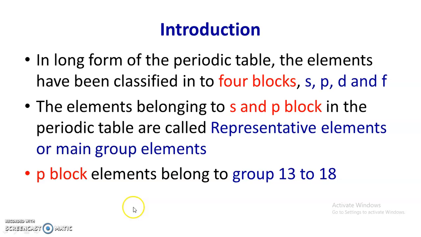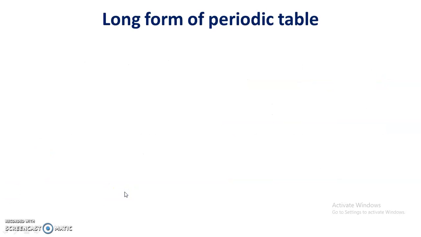and P block elements belong to group number 13 to group number 16. Actually, group number 16 elements are the P block elements. Now long form of periodic table is the arrangement of 118 elements on the basis of atomic number.